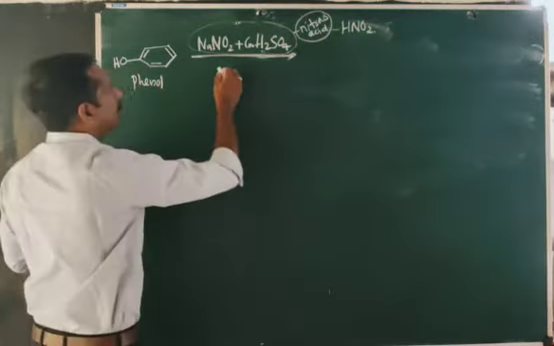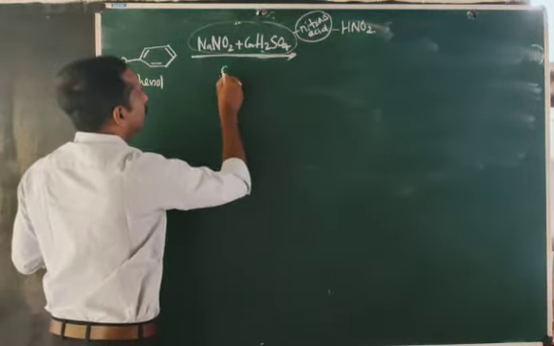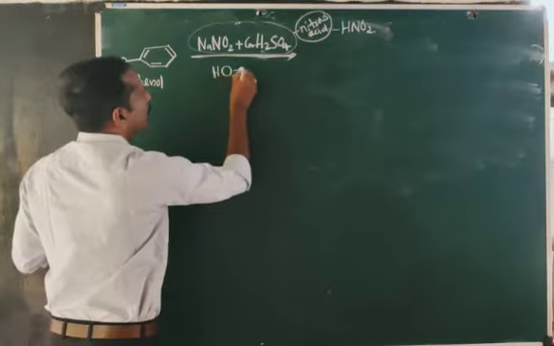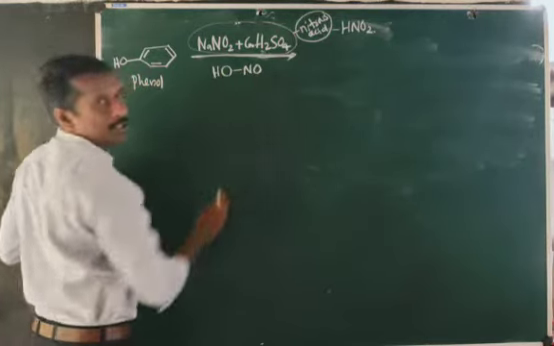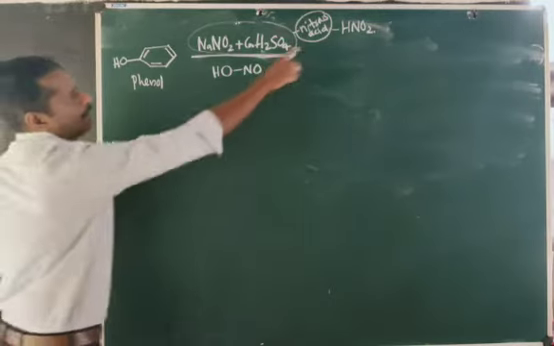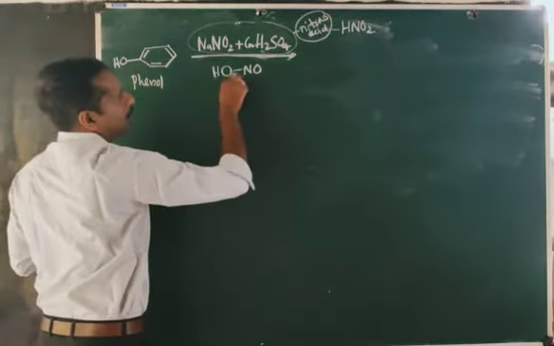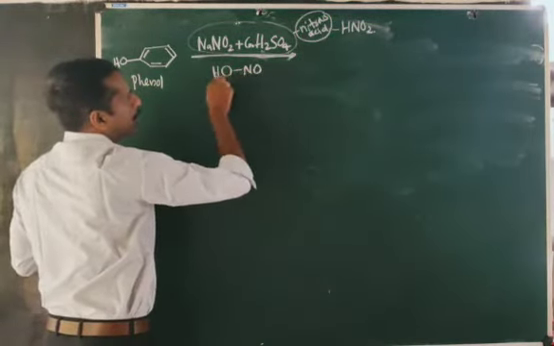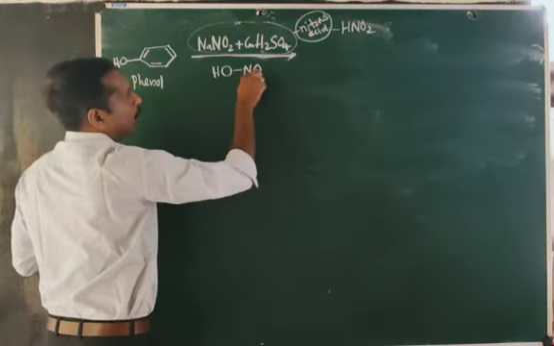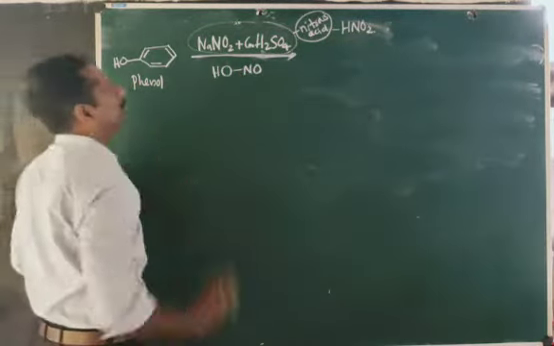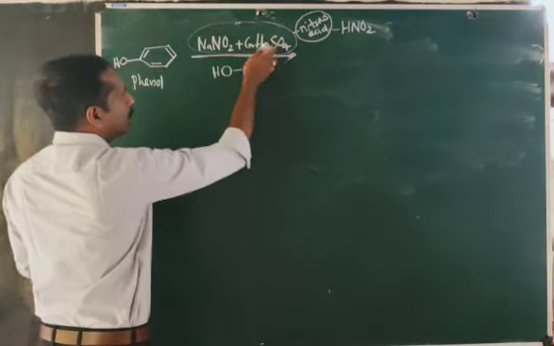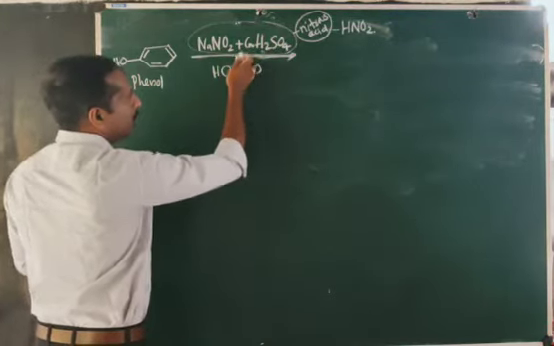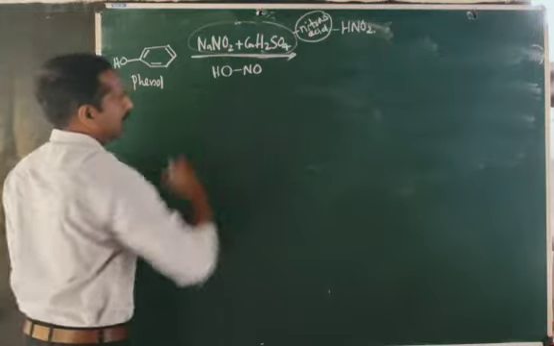This nitrous acid can be written as OHNO. HNO2 can be written as OHNO. So from NaNO2 and concentrated H2SO4, nitrous acid will be generated.